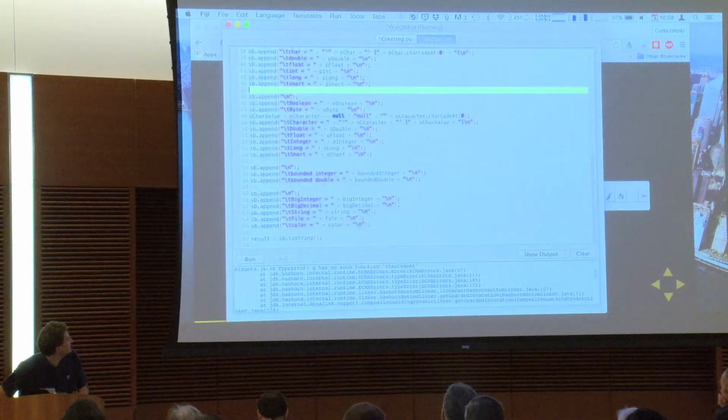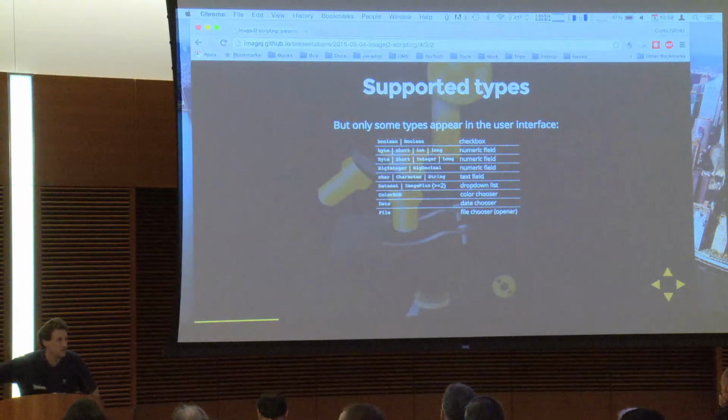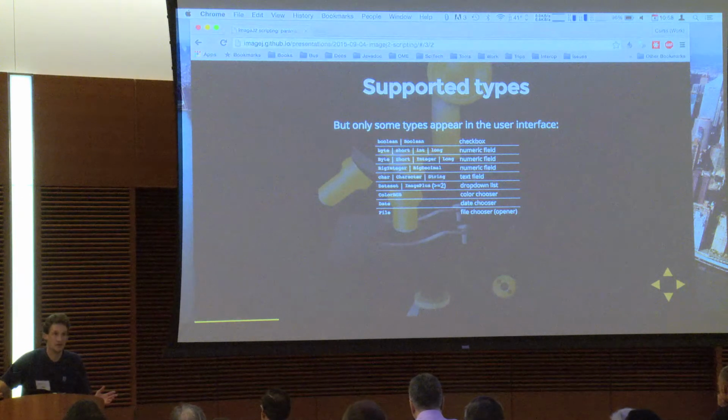In any case, types, right? Okay, so these are the types that I just walked you through. One type that I didn't demonstrate in the widget demo is dates. We just added that as well. So if you want to do calendar stuff, there's a date chooser. And adding these is very straightforward. Just like everything in ImageJ, they're plugins.